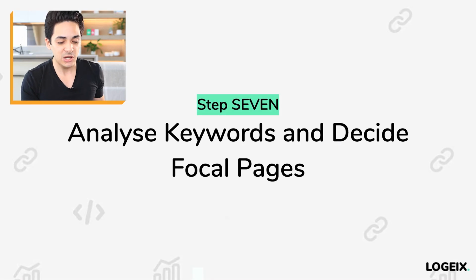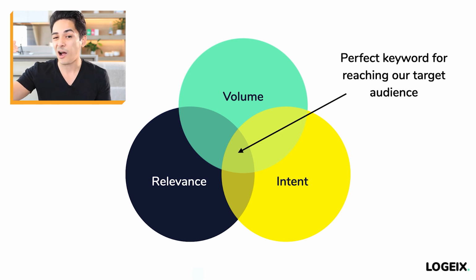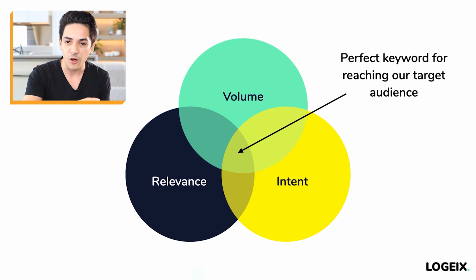Now going back to the presentation, step 7 is to analyze the keywords and decide focal pages. If you remember back to the previous video, I introduced you to an idea called VRI, which is volume, relevance, intent, and that overlap is usually the perfect keyword for reaching our target audience. It's not necessarily the highest search volume, but that perfect match of volume, relevance, and intent.